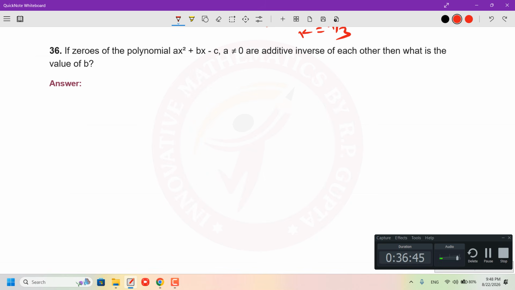Zeros of the polynomial are additive inverse, means alpha equals to minus beta. So alpha plus beta equals to 0. Alpha plus beta is minus b by a equal to 0. So minus b equal to 0, so b equals to 0.